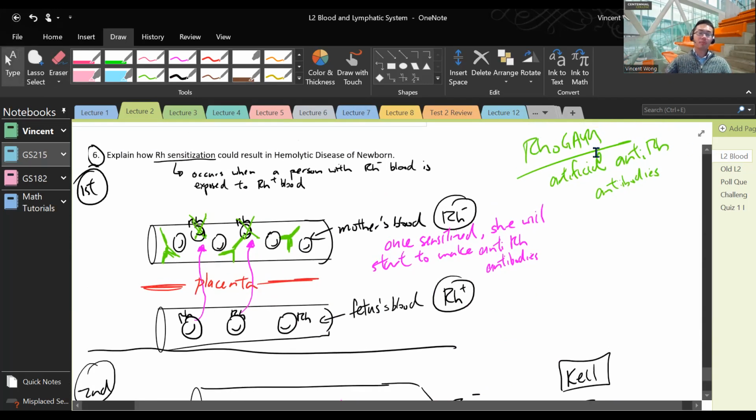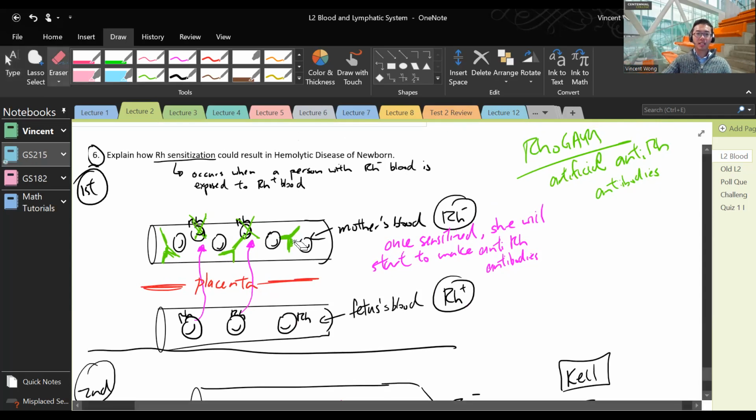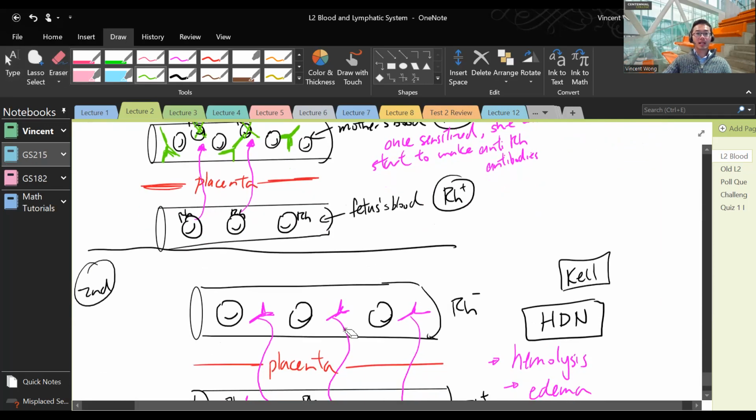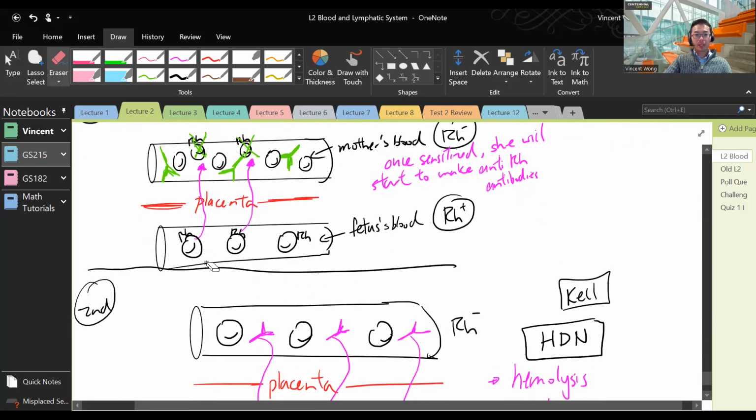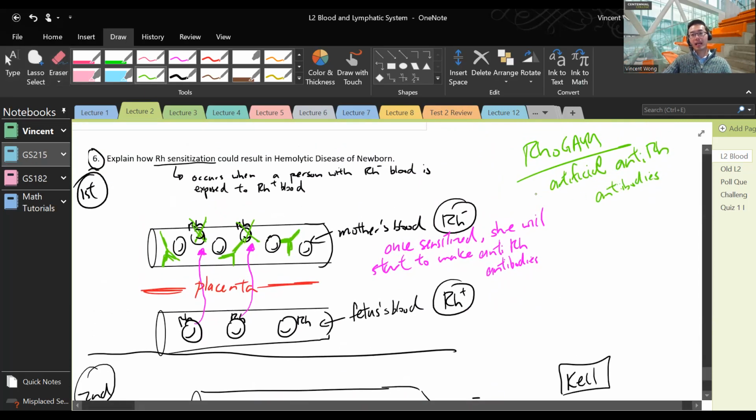Okay? And you might be thinking, wait, hold on a minute. If you give the mother a RhoGAM, wouldn't these antibodies cross the placenta and end up attacking the baby's blood? That is a valid question. But remember, these are artificial anti-Rh. The people who make them, obviously they're really smart and they know about this problem of crossing the placenta. So they actually make the antibodies really big, so big that they will not be able to cross the placenta. They will only stay in the mother's bloodstream and therefore not affect the baby.